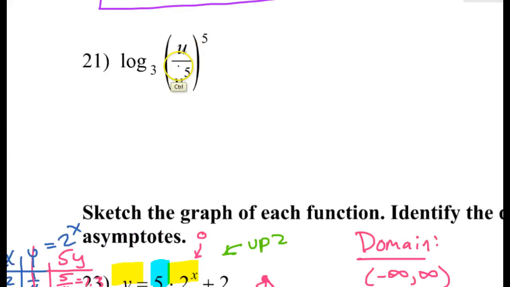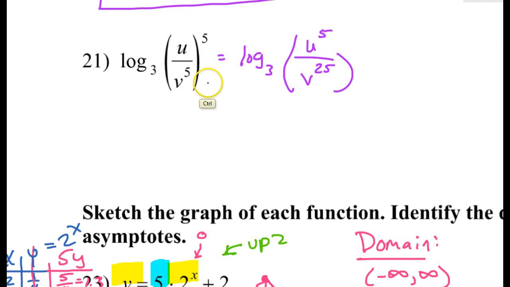For problem number 21, let's go ahead and apply the exponents. Let's raise each of these to the 5th power before we really get started. So this would be the same thing as log base 3 of u to the 5th power v to the 25th power. When you raise a power to a power, you multiply. Okay, hold on. My parentheses are looking a little janky.